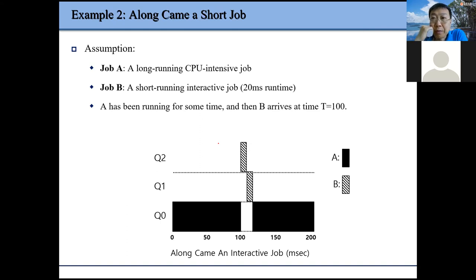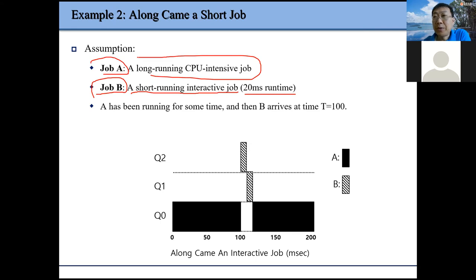This is related to rule 4B. Suppose we have an interactive job B, which is a short running interactive job that only runs 20 milliseconds. Then job A is a long running CPU intensive job.